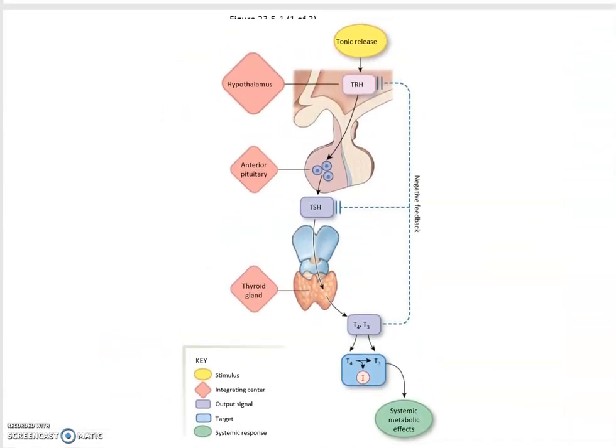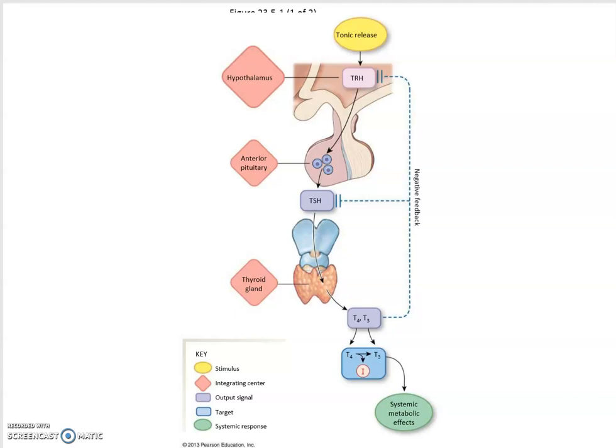So here, one more time, my favorite hormone axis right here. So this one, from the hypothalamus, we need the TRH, that's the thyrotropin releasing hormone, and that acts on the anterior pituitary to make the thyroid stimulating hormone, and the TSH then acts on the actual gland, the thyroid gland, to make T3 and T4, and then we get this general increase of metabolism. So systemic metabolic effects, a lot of them.